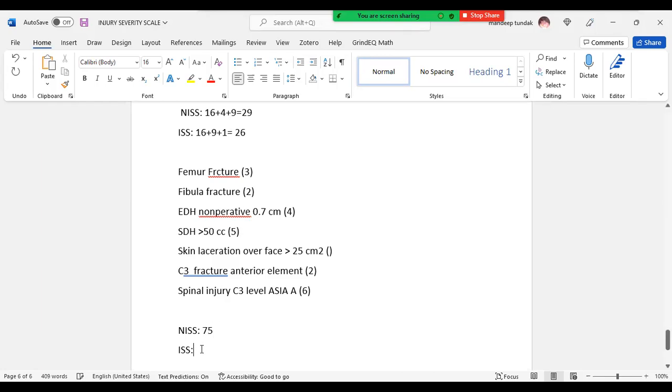And what is the ISS? Sir, ISS also will come to 75, sir. Yes, 75. ISS is also 75 for this patient. Okay. I hope you got the point. Now, suppose I remove this part. Now what will be the NISS?